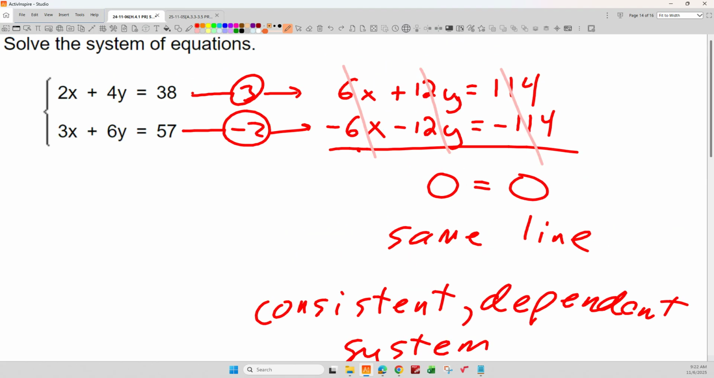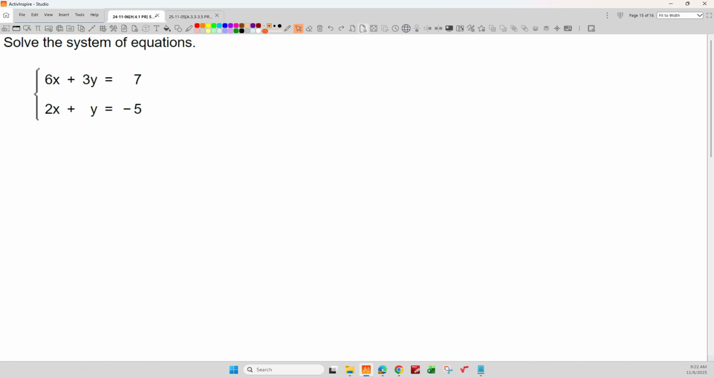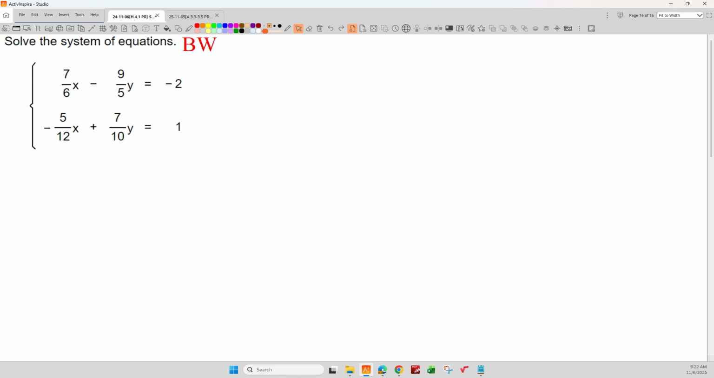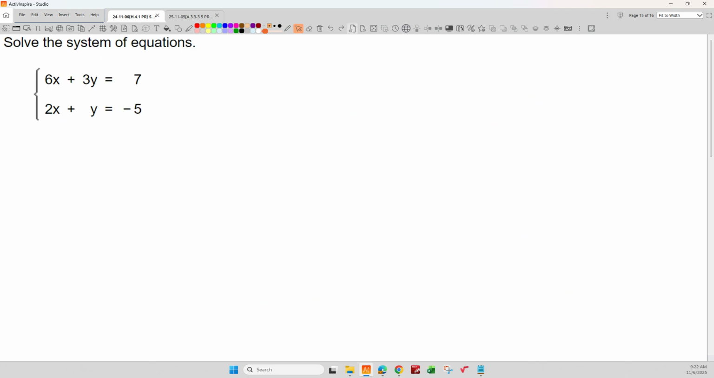Okay, good. One more for today. One more and then, when we talk about the last one, I'll turn you loose. Okay, how about this one? What am I going to eliminate here? Y. I agree. Top equation stays the same. Bottom one I multiply by what? Negative 3. Okay, top equation stayed the same.